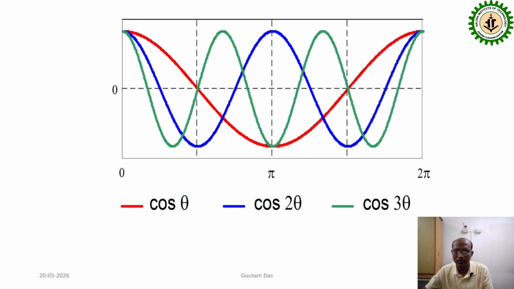This is another set of waveforms. Again, all these waveforms are cosine signals. Again, starting with the red waveform, if you go through, it starts from this point and completes one particular cycle here. So its time period is 0 to 2 pi, and that is represented by cos theta because it is a cosine function. Then go for the blue one.